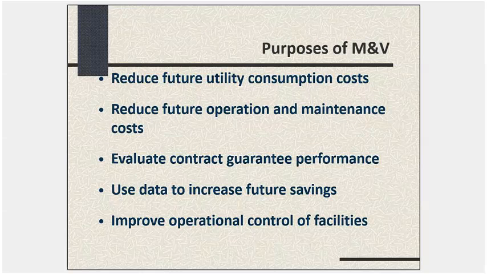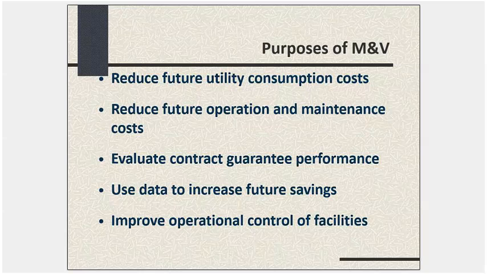Now, there's a variety of purposes for M&B. One of the most obvious is this first bullet, which is you want to reduce future utility consumption and costs. So one way to think of it is, how do I avoid these future costs that I would otherwise incur if I didn't do this project? But also, by virtue of the fact that you're putting in new equipment, you also want to reduce future operation and maintenance costs, and hopefully you'll have fewer breakdowns and fewer maintenance issues because you're putting in new equipment.